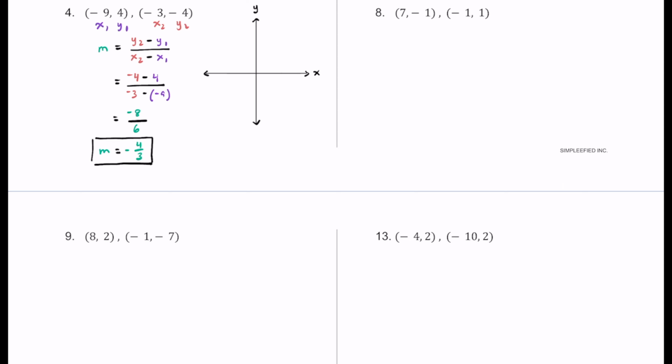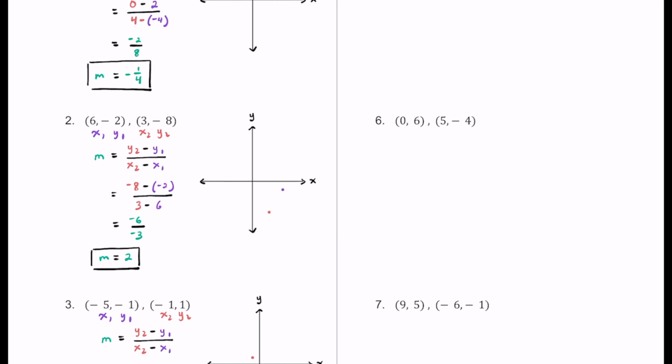Now, if you visually want to take a look at this, our x1, y1 is going to be over in quadrant 2, this negative 9 comma positive 4, maybe something like that. And then for the negative 3 comma negative 4, that would be somewhere in quadrant 3, maybe something like this. So if you connected those two dots, you would see a downward sloping line or a negative slope, which makes sense because we got a negative 4/3 for the slope.